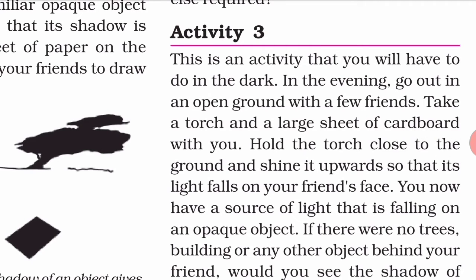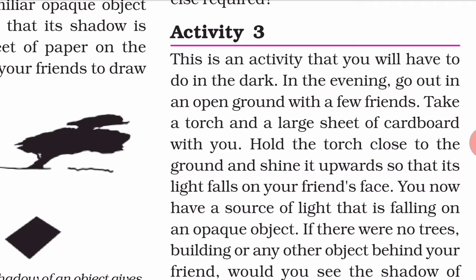Now we know that we need a light, and if I tell you to go into a dark room where there is no light, will you be able to see any shadow? No, you will not. The moment you switch on the torch, only then will you be able to see the shadow of the object. That means we need an opaque object and we need a source of light for it.